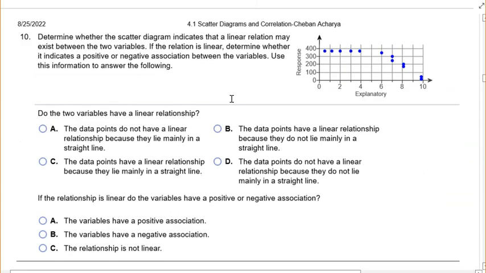Okay, number 10. Determine whether the scatter diagram indicates that the linear relation may exist between the two variables. Here, we don't know what the variables are, but one is the response variable on the vertical axis, the other is the explanatory variable on the horizontal axis. Okay, and the question is, does a linear relationship exist between the variables? Linear. Other types of relationship might exist, but we're talking about the linear relation.